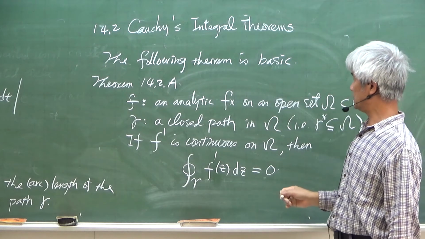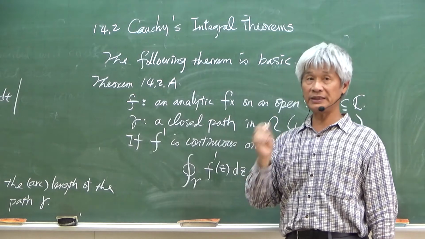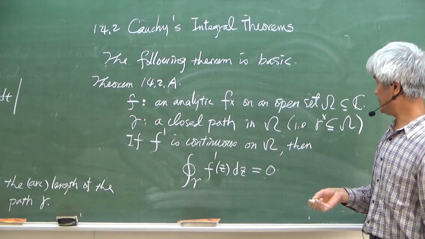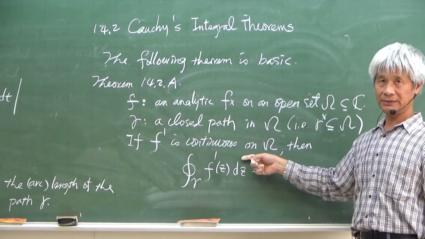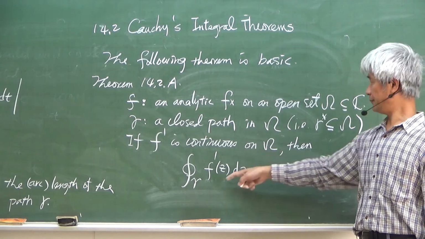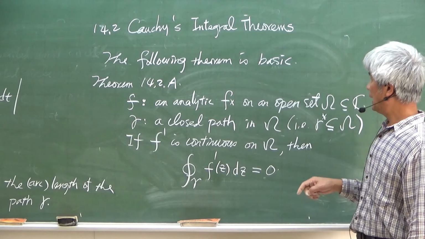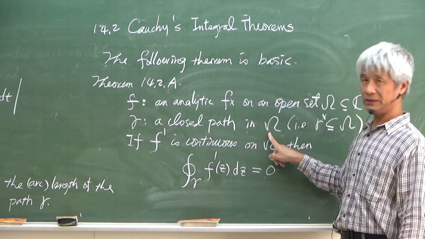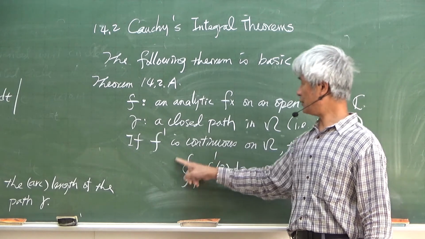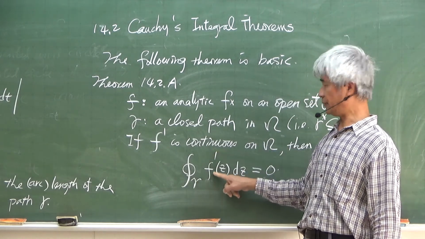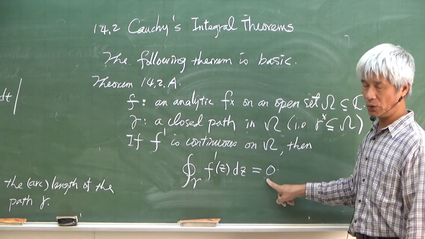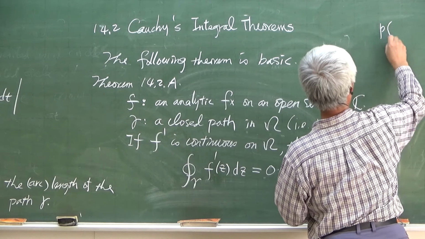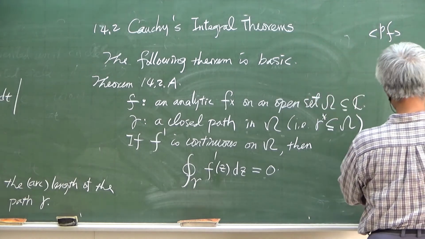So basically, if f is continuously differentiable on an open set, and gamma is just any closed path in this open set, then when you evaluate this line integral of the derivative of f, the result is always 0. Okay? And the proof is immediate.